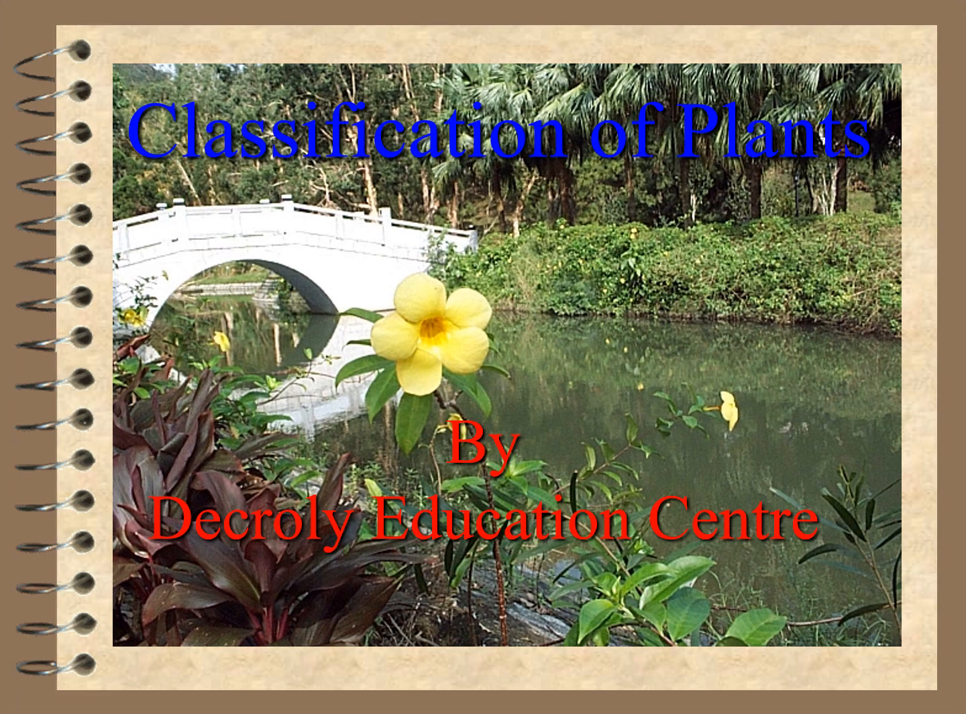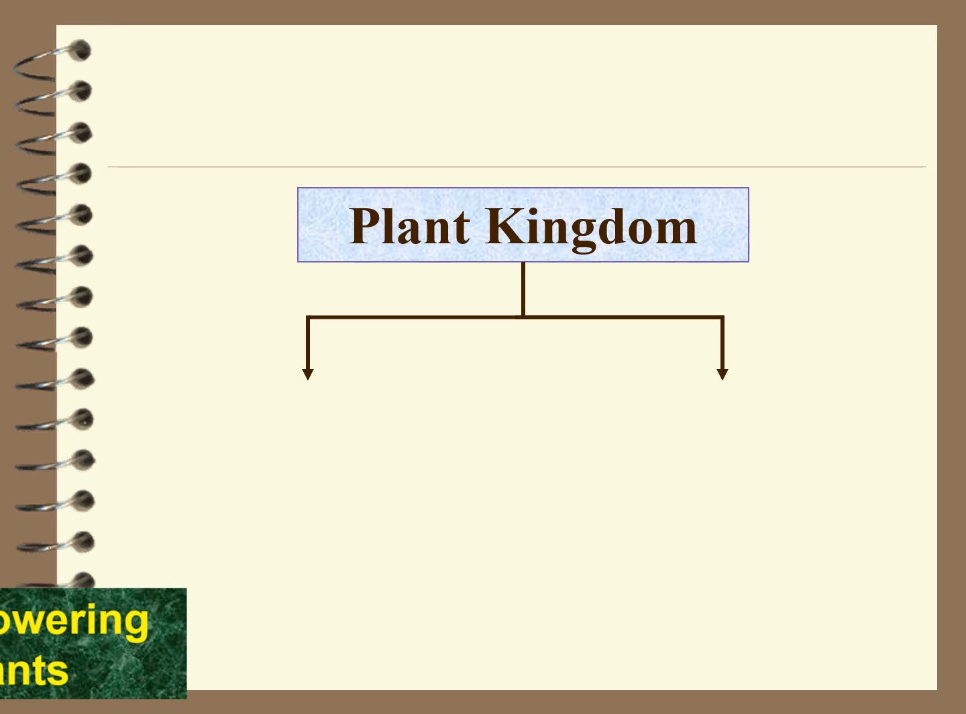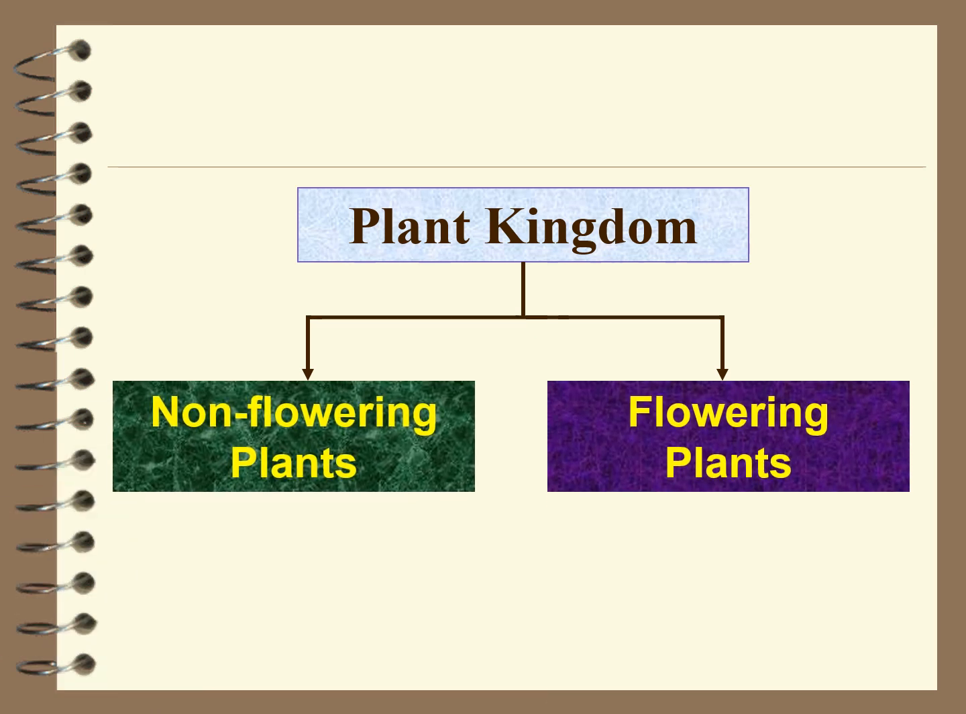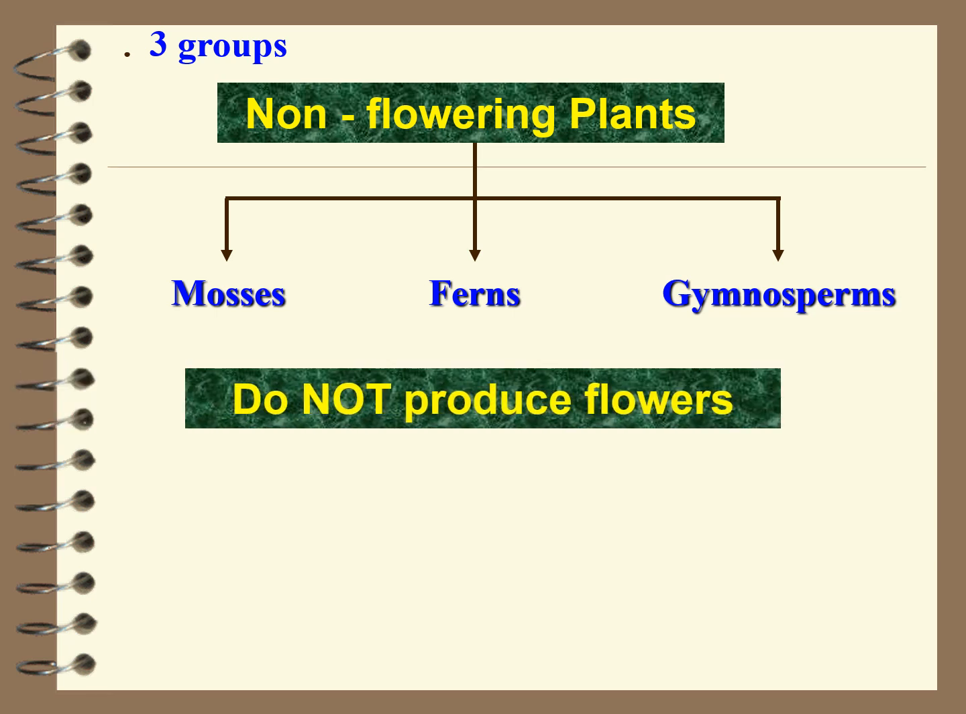Classification of plants by Decroly Education Centre. Plant kingdom. Flowering plants. Non-flowering plants. 3 groups. Ferns. Mosses. Gymnosperms. Non-flowering plants do not produce flowers.